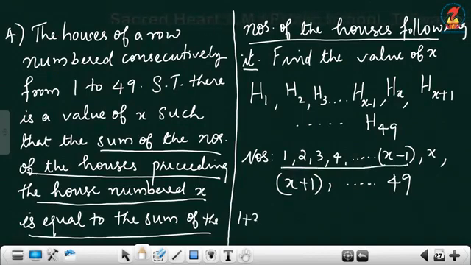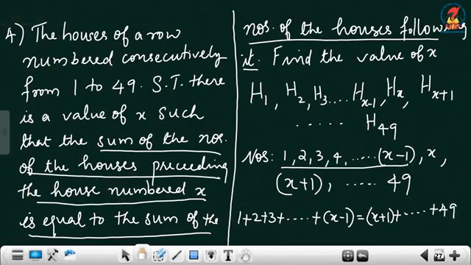The sum of these: 1 plus 2 plus 3 plus etc. plus x minus 1 is equal to the sum of the numbers of the houses following it. Following it means x plus 1 etc. plus 49. This is the condition given.